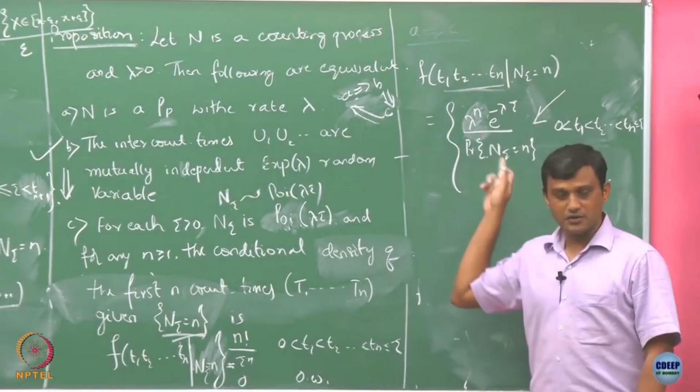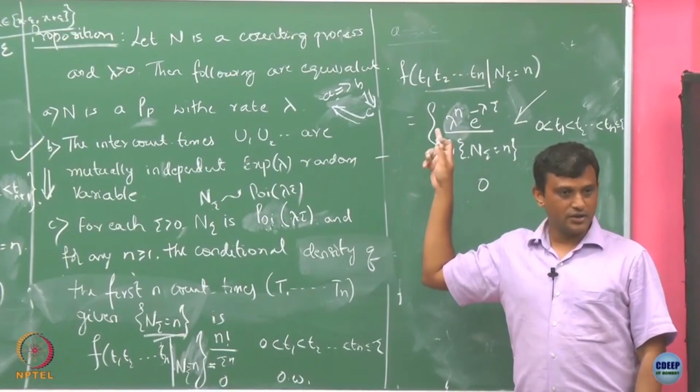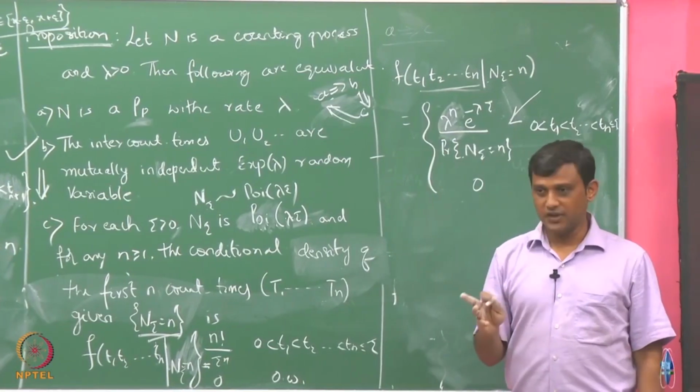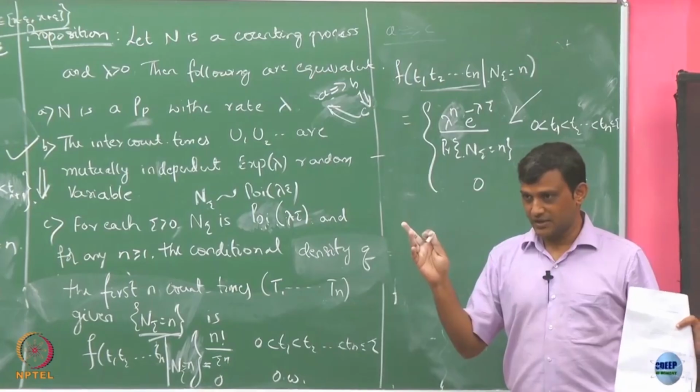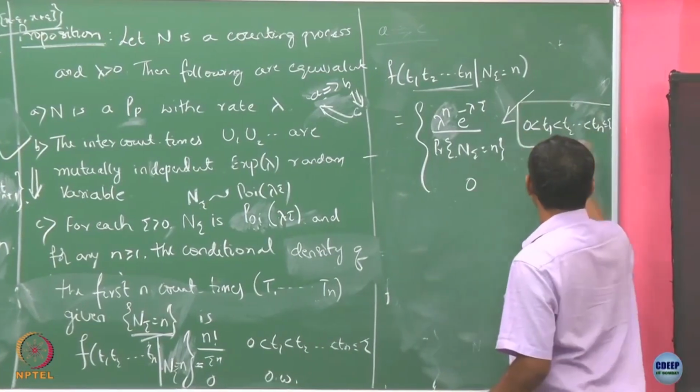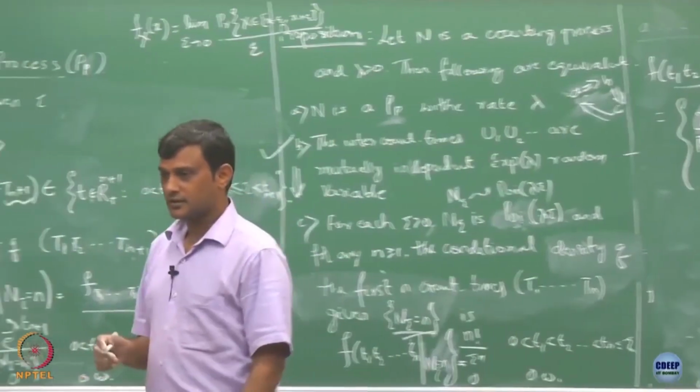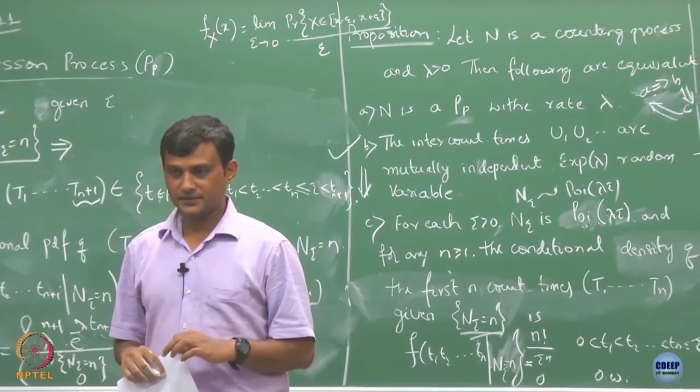So in that case, whatever value I got here should be the reciprocal of the area of the region where this ordering holds. You understand this?